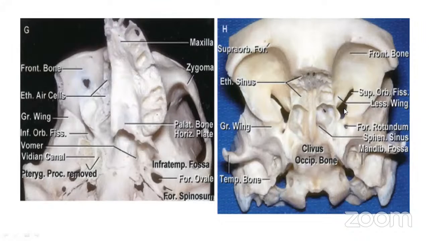On the right hand side, this is the anterior view, which is showing the ethmoid air sinuses and the supraorbital foramen, from which the supraorbital nerve passes. In the orbit we have the superior orbital fissure, which opens into the middle cranial fossa, and the orbit opens into the pterygopalatine fossa via the inferior orbital fissure.